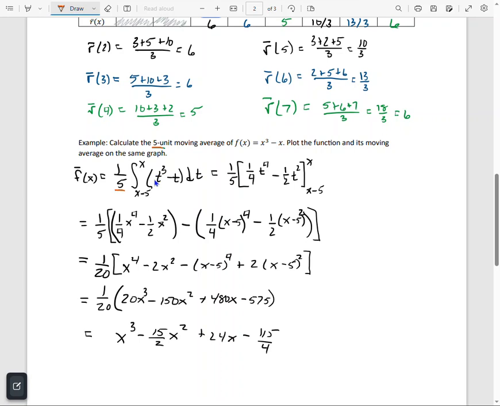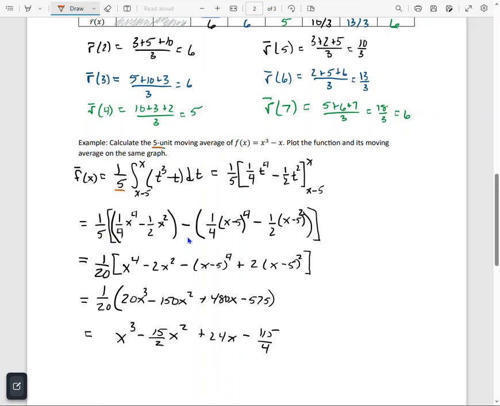Okay, so the antiderivative of t cubed is t to the fourth over 4, minus the antiderivative of t, which is t squared over 2. I still have my 1/5, and I'm evaluating from x minus 5 to x. So I'll substitute an x first, which I did.